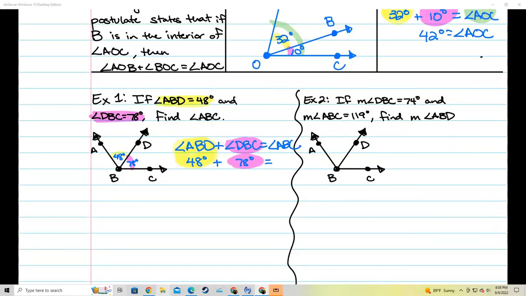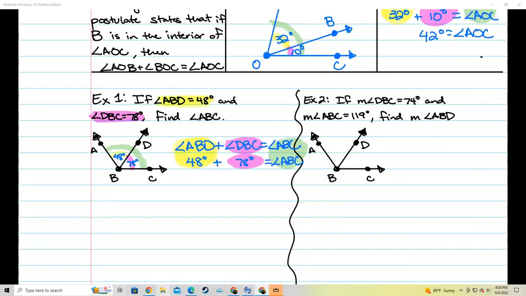Equals. And then the last thing I need to figure out is angle ABC. Did they tell me anything about angle ABC? They did not tell me anything about angle ABC. And on my picture, I would draw it like this, but there's nothing to write because they didn't give me any information. So instead of writing a number, I'm just going to write angle ABC.